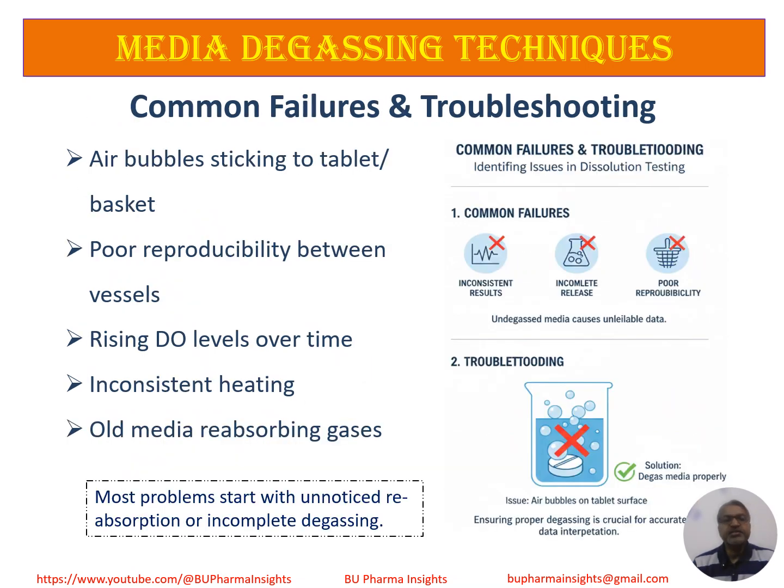Key best practices include: maintain consistent heating time and temperature, avoid vigorous stirring which can introduce more air, use validated vacuum levels, prepare fresh media whenever possible, and monitor dissolved oxygen if the method requires it. Also remember, if degassed media sits too long, it can reabsorb gases, reducing effectiveness. Consistency is what makes degassing reliable, reproducible, and inspection ready.